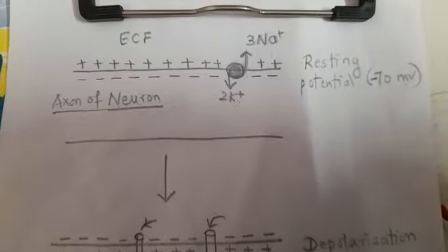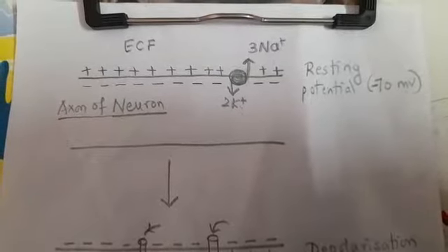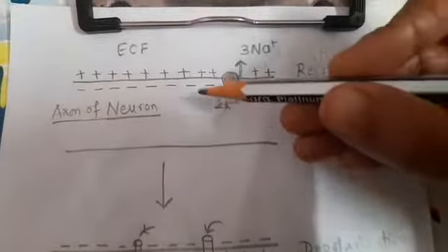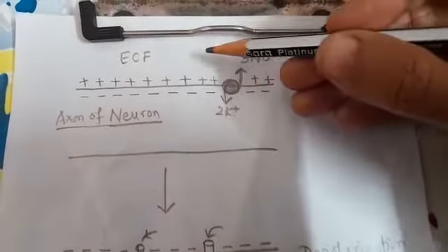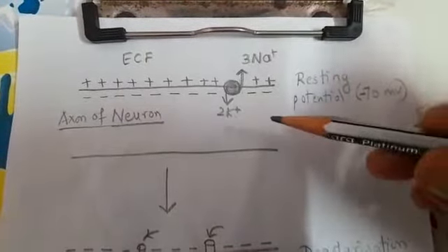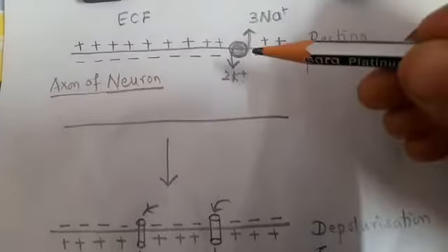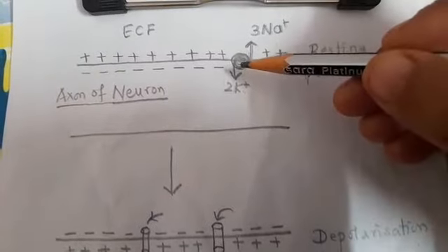Let us study the steps in generation and conduction of nerve impulse. Suppose this is the axon of a neuron and this is the extracellular fluid. When no nerve impulse is traveling, at that time the sodium potassium pump is working very actively.